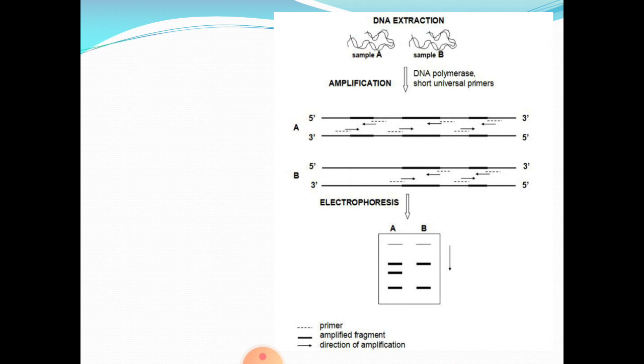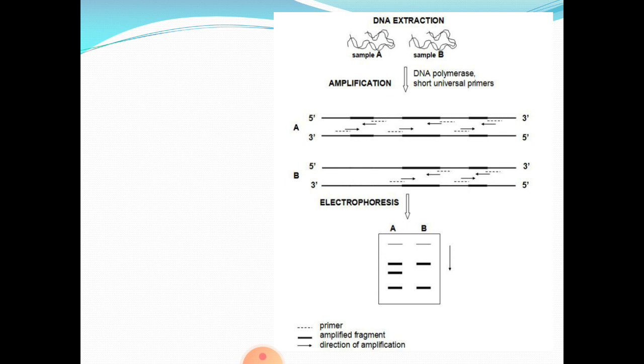Please note, you don't give two primers which anneal to the flanking regions of the DNA on either side, as you do in PCR. No, not at all. You will give short universal primers, oligonucleotides of 9 to 10 base pairs length, and you will conduct the PCR. Figure A will show you the PCR reaction for sample A DNA, and figure B will show you the PCR reaction for sample B DNA.